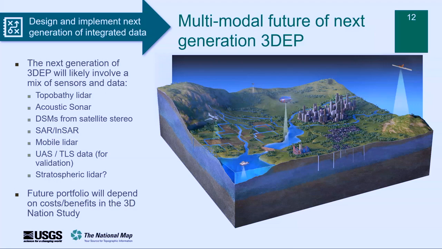Things like SAR and InSAR, knowing where things have changed so we can target high-resolution acquisitions, is another thing that we're going to be focusing on. Other tools like mobile LiDAR, where the needs are extremely high along urban corridors and transportation networks. We envision probably needing to start bringing in some of those data as well. UAS and ground-based terrestrial laser scanning will probably have a home that we'll be using for 3DEP.